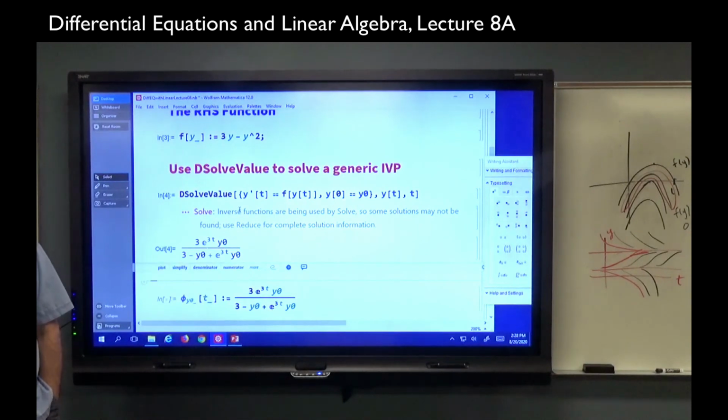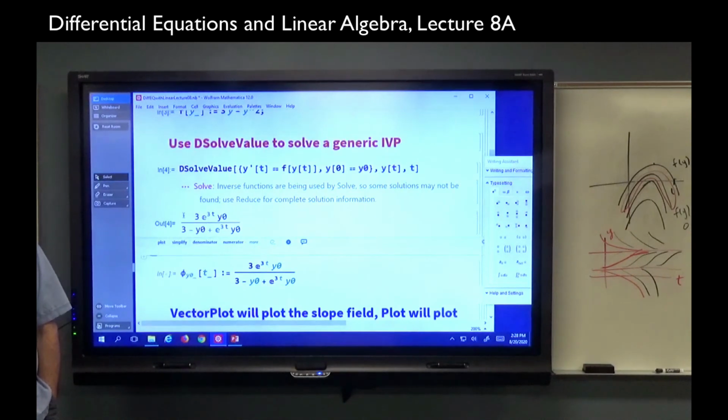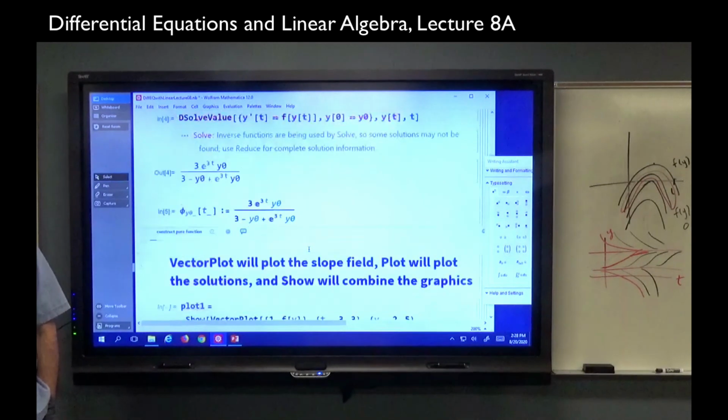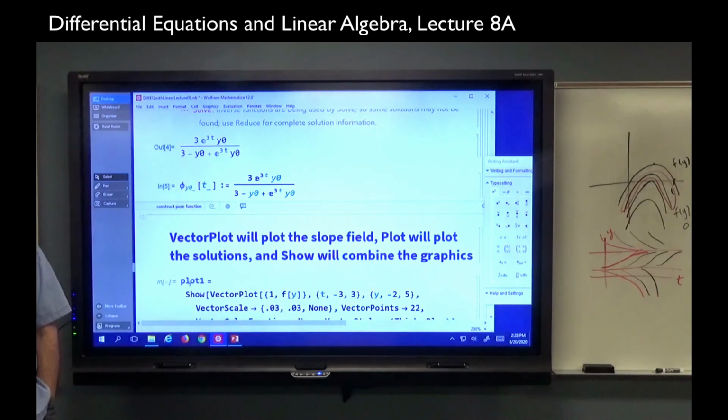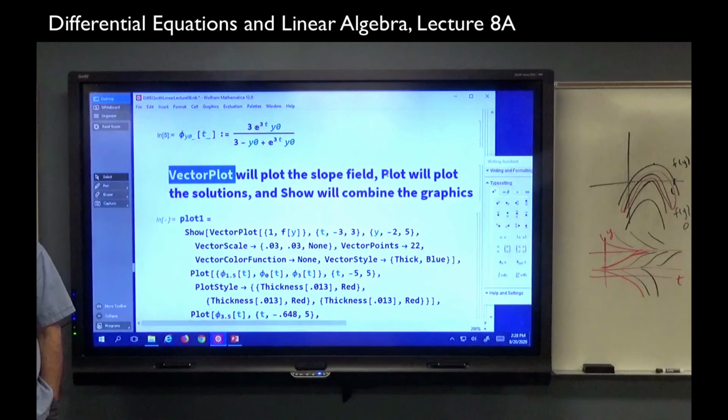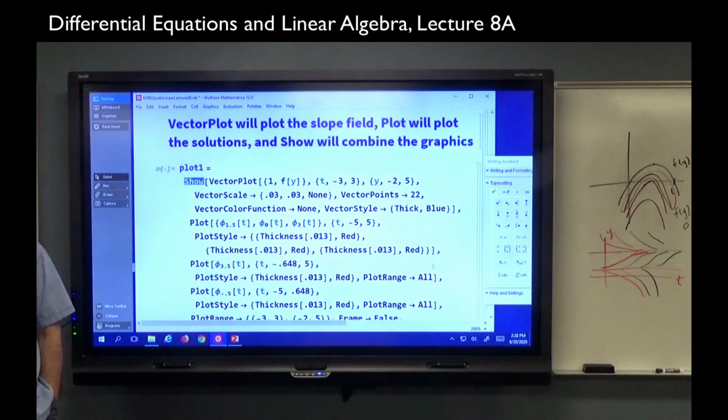It gives you a little warning here because it says inverse functions are being used, but you can copy and paste. This does work. Down here, there's your generic solution, phi sub y0 of t. You need underscores when you define functions again. VectorPlot will plot the slope field. Plot will plot solution curves, and Show, as you see here, will combine the different graphics objects.